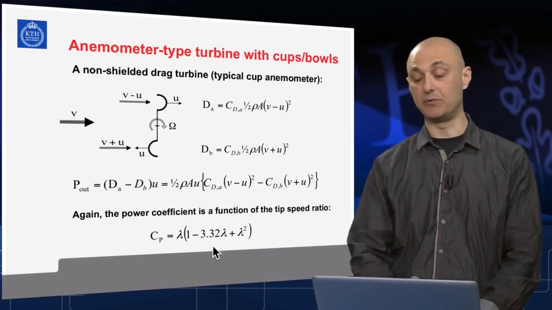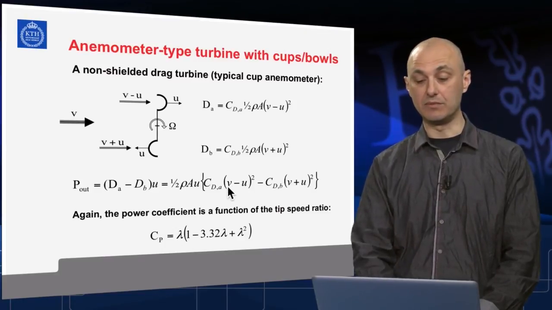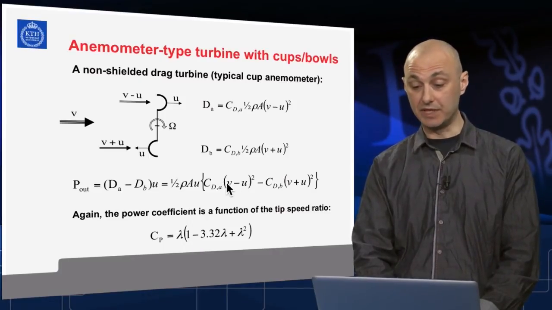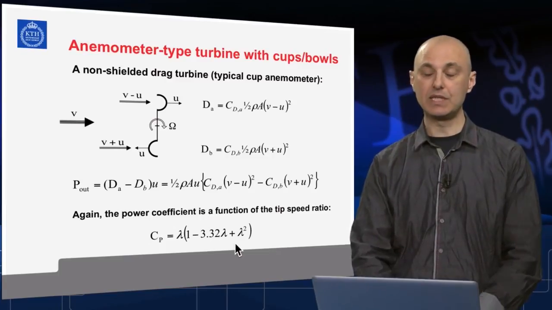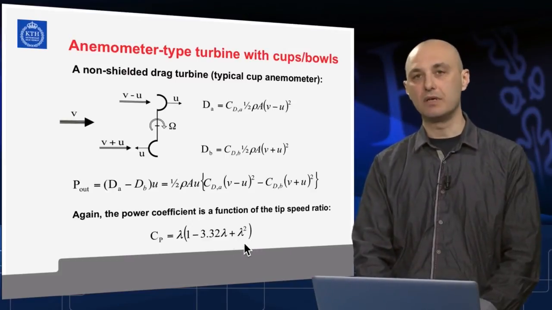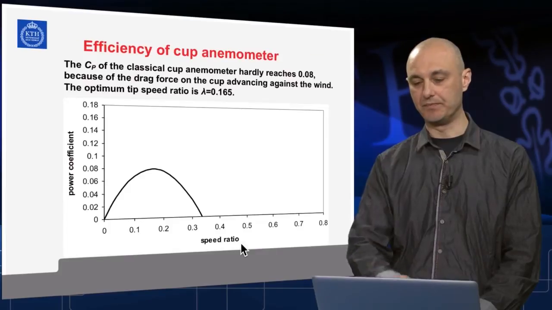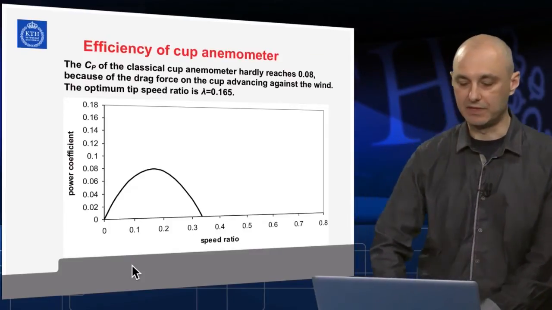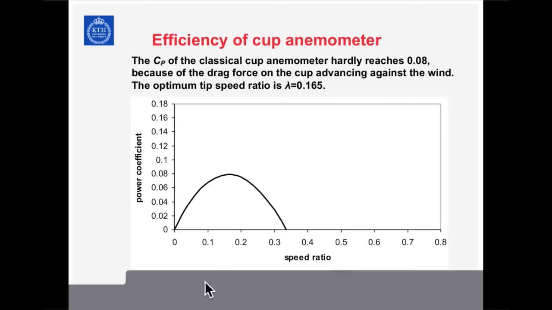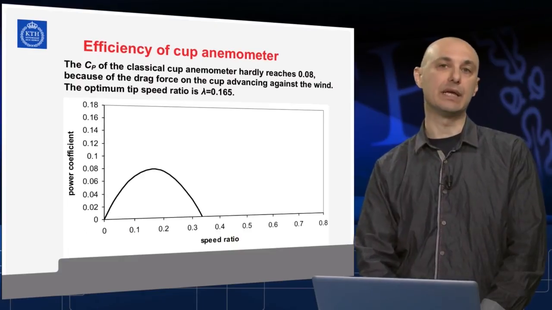We see that the power coefficient, if we extract it and insert here the tip speed ratio, being the ratio of these two velocities, is a slightly complex but very clear function of the tip speed ratio. Drawing the line of this function will show us that at approximately a tip speed ratio of 0.165, the maximum performance of this turbine can be achieved at these specific conditions, and that would be 8%.